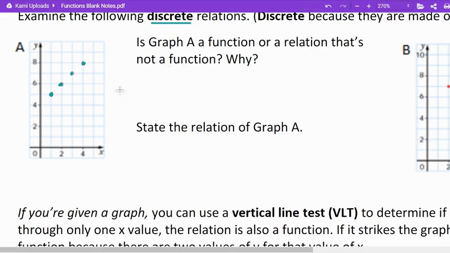So in this case, yes, this is a function. Sorry, that's not very clear. And we will say this is a function since every x value has only one y value.